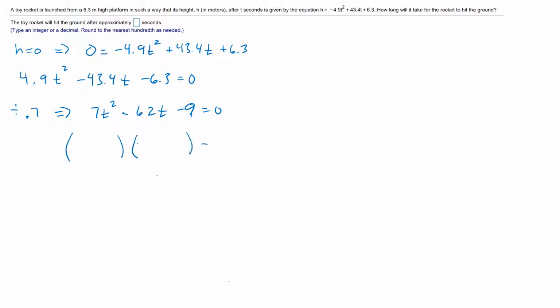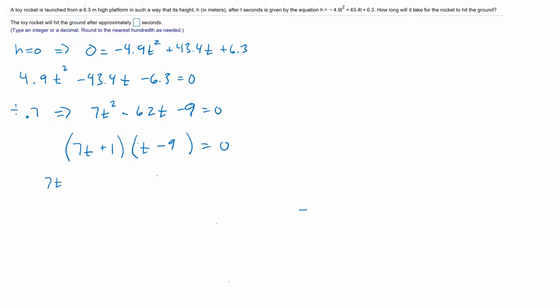The leading term is 7t squared, so we'll have 7t and 1t. And the two numbers in the back need to multiply to -9, but the 3's won't work because I'll never get that middle term, the negative 62 in the middle. But if I put -9 here and 1 here, this is the correct factorization. If we FOIL these two binomials, we'll see that we get back to the previous trinomial.